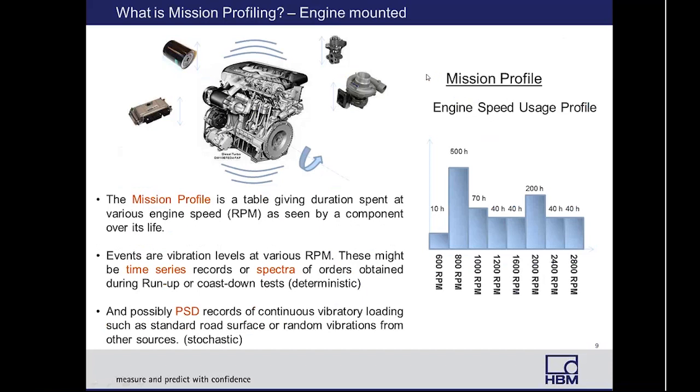For an engine-mounted component like an EGR valve or turbocharger, filters, pumps, electronics, ECUs, etc., the mission profile is often represented as an engine speed usage profile. This is basically a histogram showing how long the engine will spend at various speeds in its supposed life.